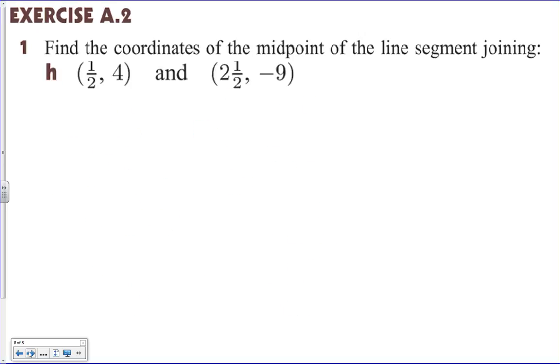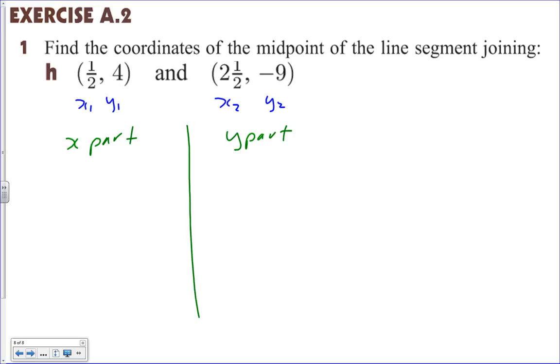Last one, x1, y1, x2, y2. Don't be scared of fractions. X part, y part. Separate them out. So x mid equals x1 plus x2 over 2, y mid equals y1 plus y2 over 2.